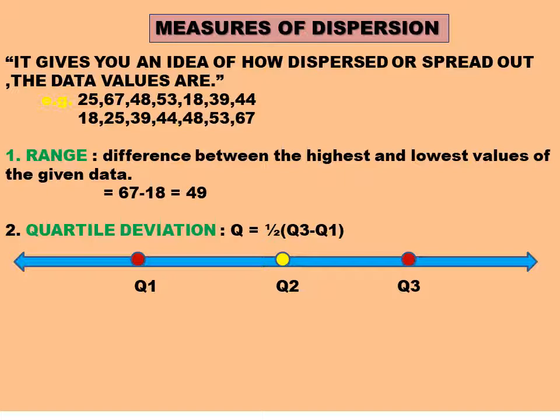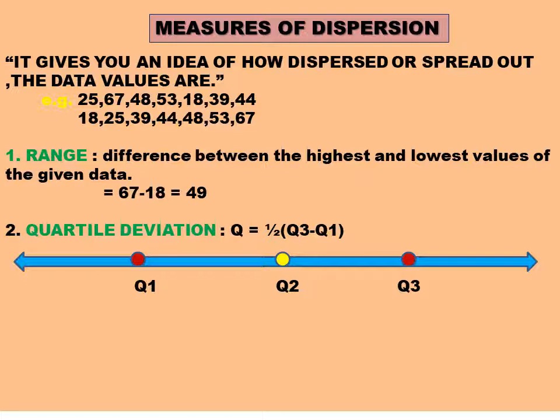And Q1 is the midpoint between the beginning of the data and Q2. Q3 is the midpoint of Q2 and the last point of the data. So these 3 points divide the whole data into 4 equal parts. That means 3 quartiles: the first quartile is Q1, the second quartile is Q2, and the third quartile is Q3. These 3 quartiles divide the data into 4 equal parts.